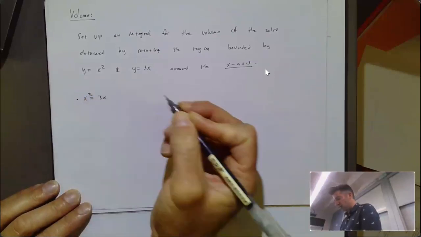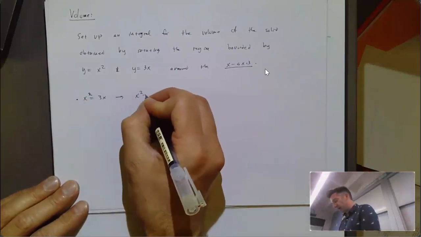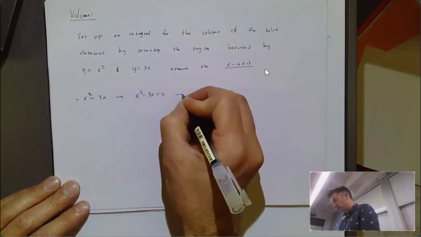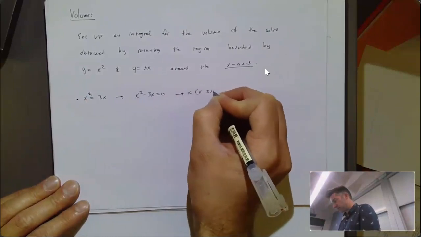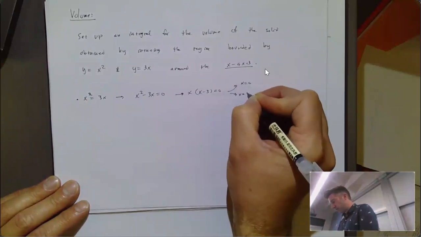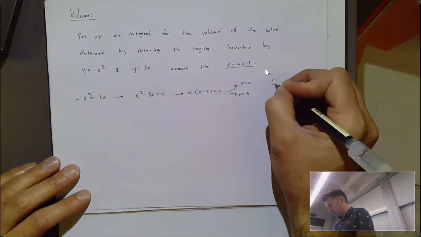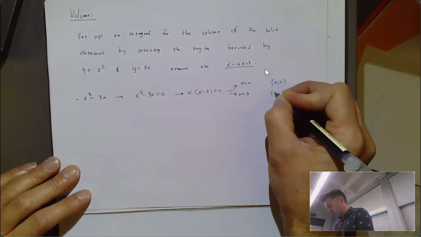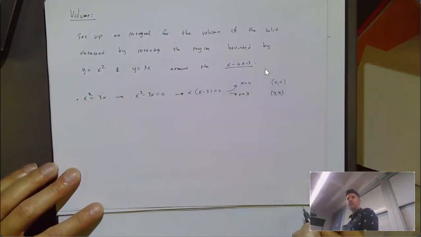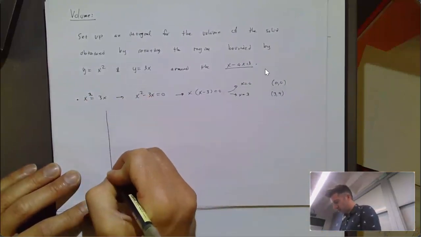you shouldn't divide both sides by x because you'll lose a zero. We should bring everything to the left side and factor. So we get x equal to 0 and x equal to 3. So those are my points of intersection. We're going to intersect at the point (0, 0) and the point (3, 9). Great.